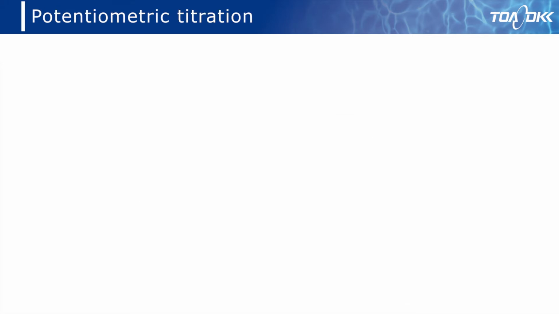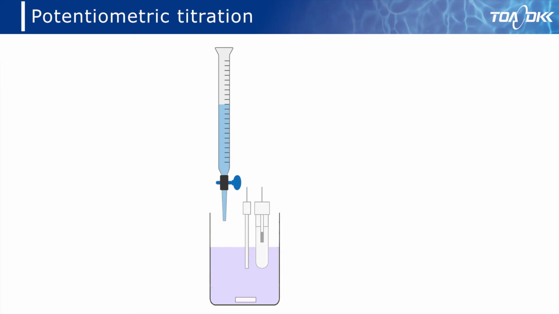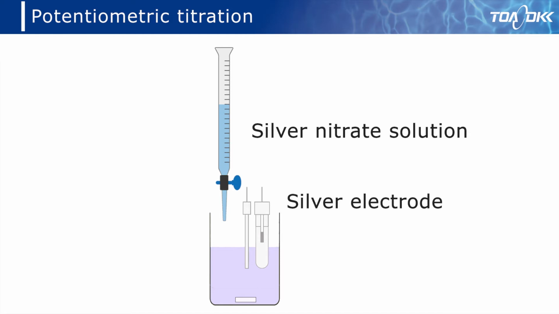Summary of potentiometric titration method. This is also titrated with a silver nitrate solution in the same way as the Mohr method. This method calculates the sodium chloride content from the amount of silver nitrate solution consumed by the end of the titration. This method detects the endpoint of the reaction by measuring the potential difference using a silver electrode.